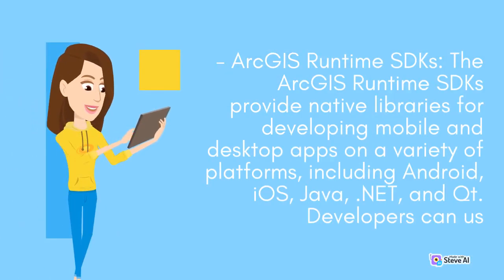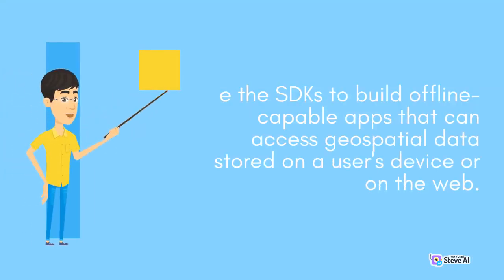ArcGIS Runtime SDKs. The ArcGIS Runtime SDKs provide native libraries for developing mobile and desktop apps on a variety of platforms, including Android, iOS, Java, .NET, and Qt. Developers can use the SDKs to build offline capable apps that can access geospatial data stored on a user's device or on the web.